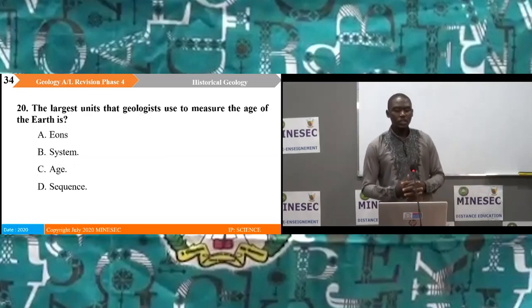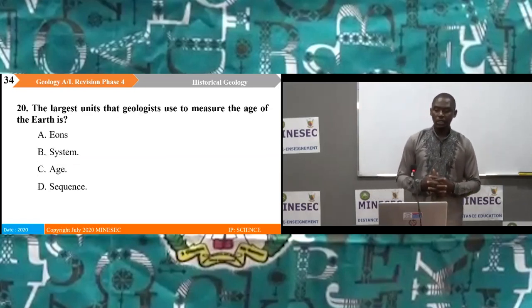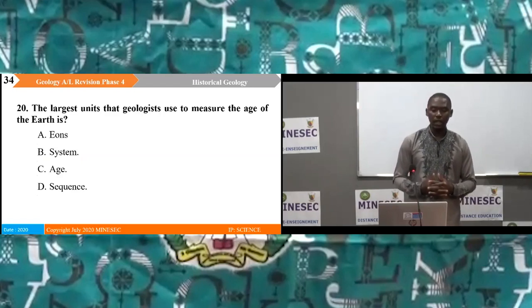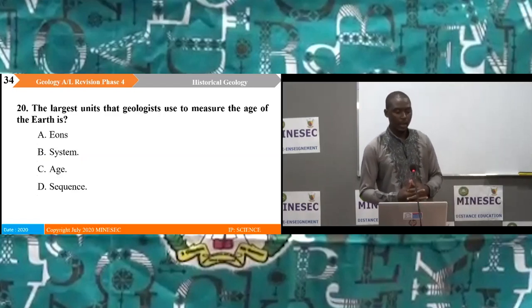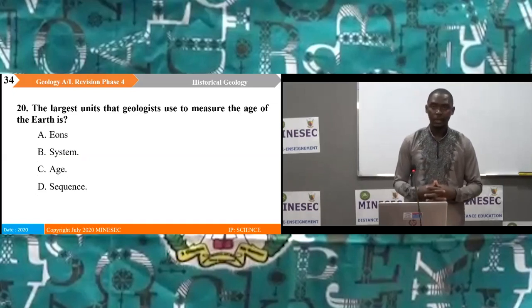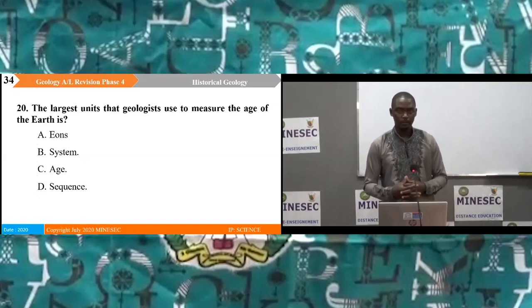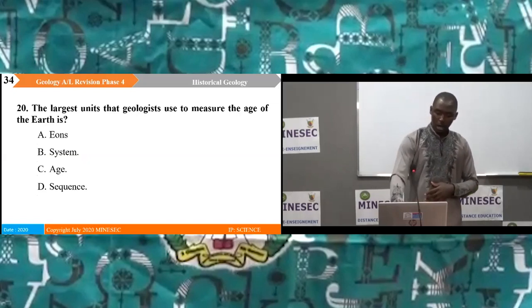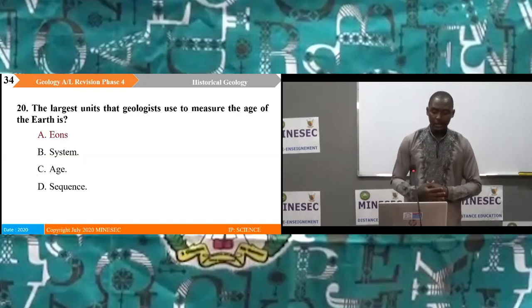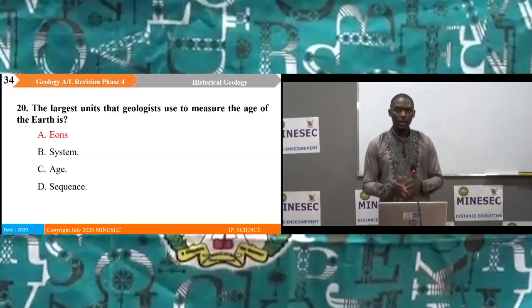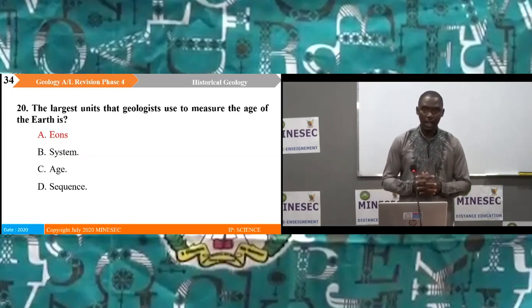The largest unit that geologists use to measure the age of the Earth is A, eons, B, system, C, age, and D, sequence. Our correct answer here is A, eon. Eon is the largest geologic time division.